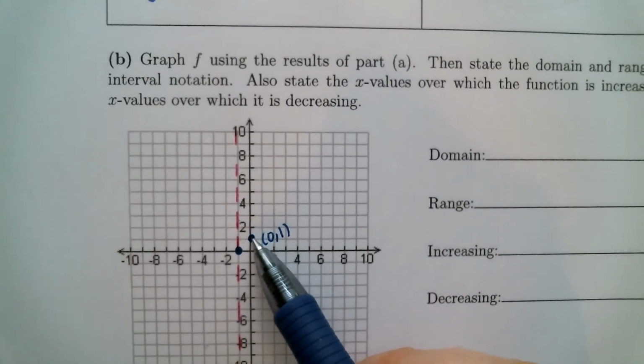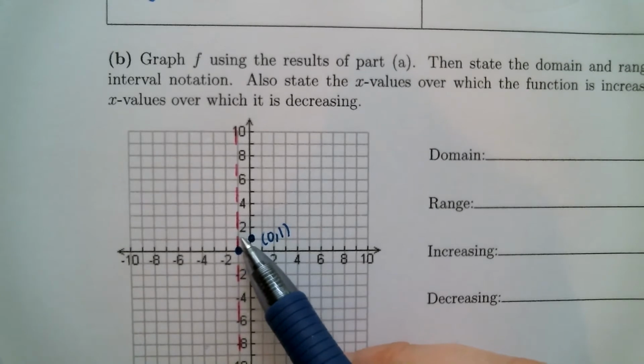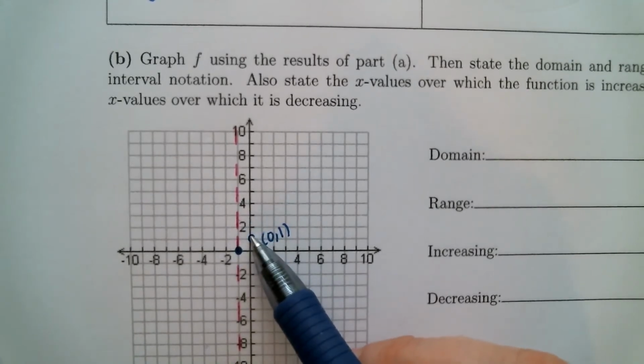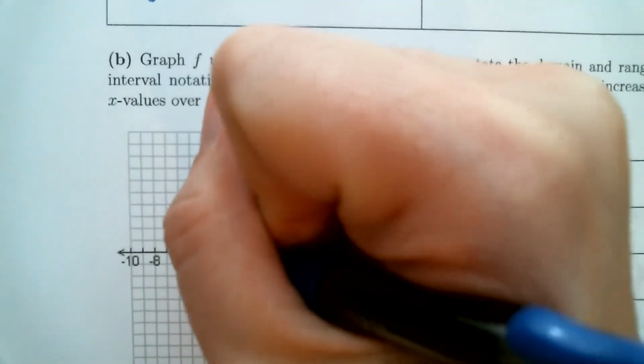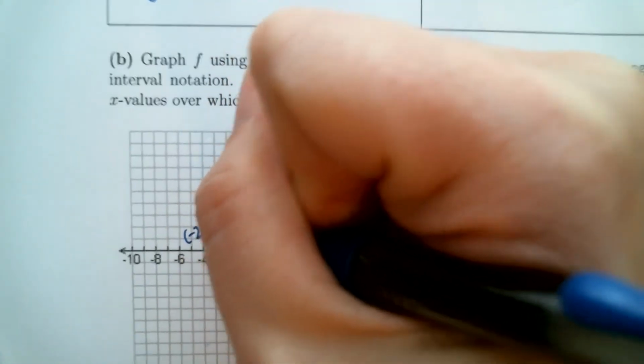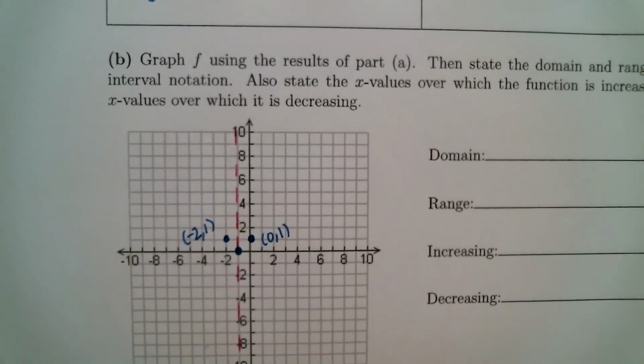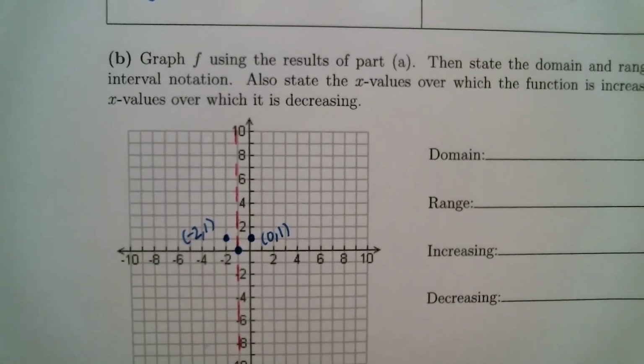Since it's on the parabola, and the parabola has to be symmetric about this pink line, we also know that this point, -2, 1, has to be on the parabola. Because if we took our sheet of paper and folded it along the pink line, 0, 1 and -2, 1 would lie on top of each other. So that's our third point.